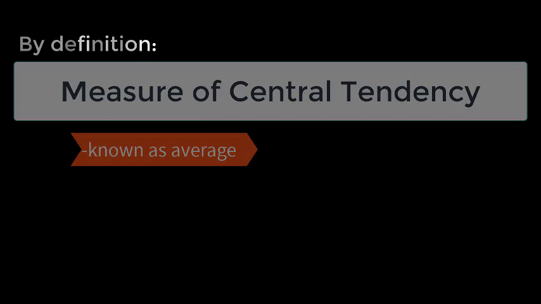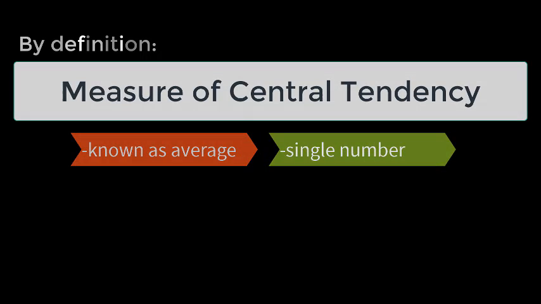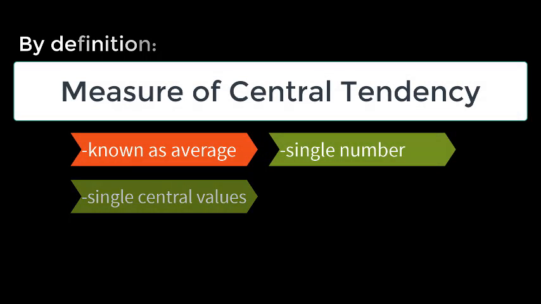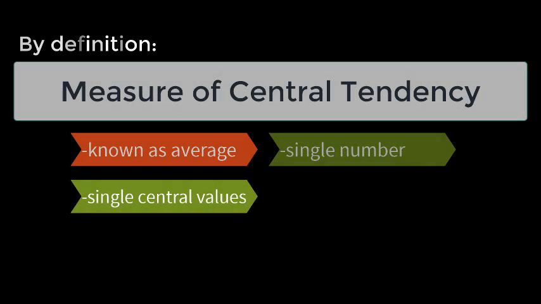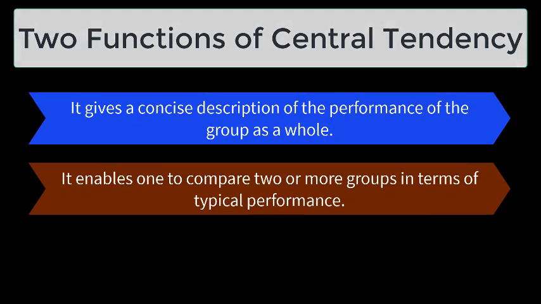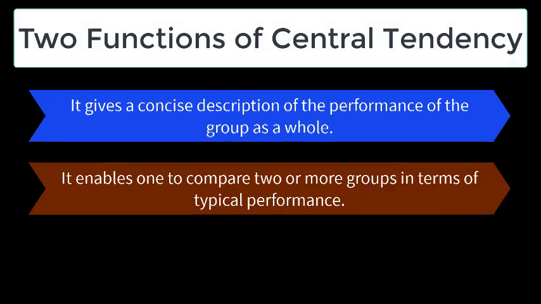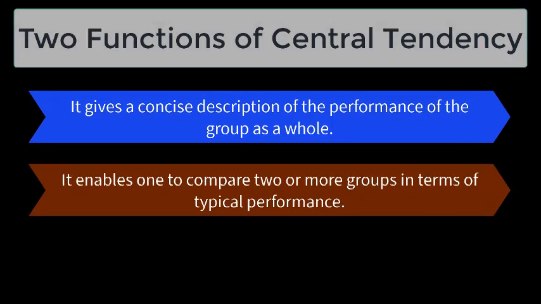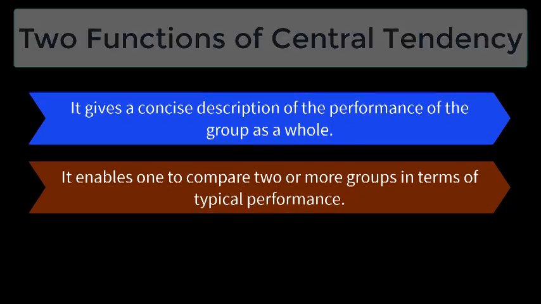By definition, a measure of central tendency, MCT, is popularly known as an average. This may be referred to as a single number, which will be used in some definite ways to indicate the central value of an entire group of observations. We have here two functions of measure of central tendency. First, it gives a concise description of the performance of the group as a whole. And second, it enables one to compare two or more groups in terms of typical performance.